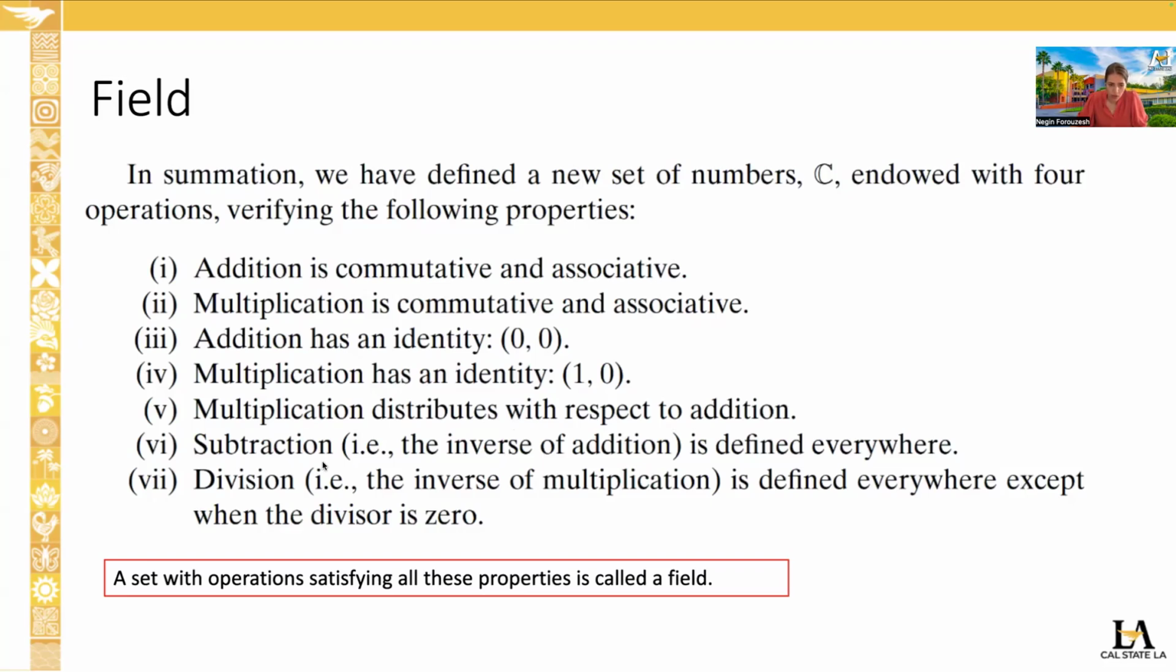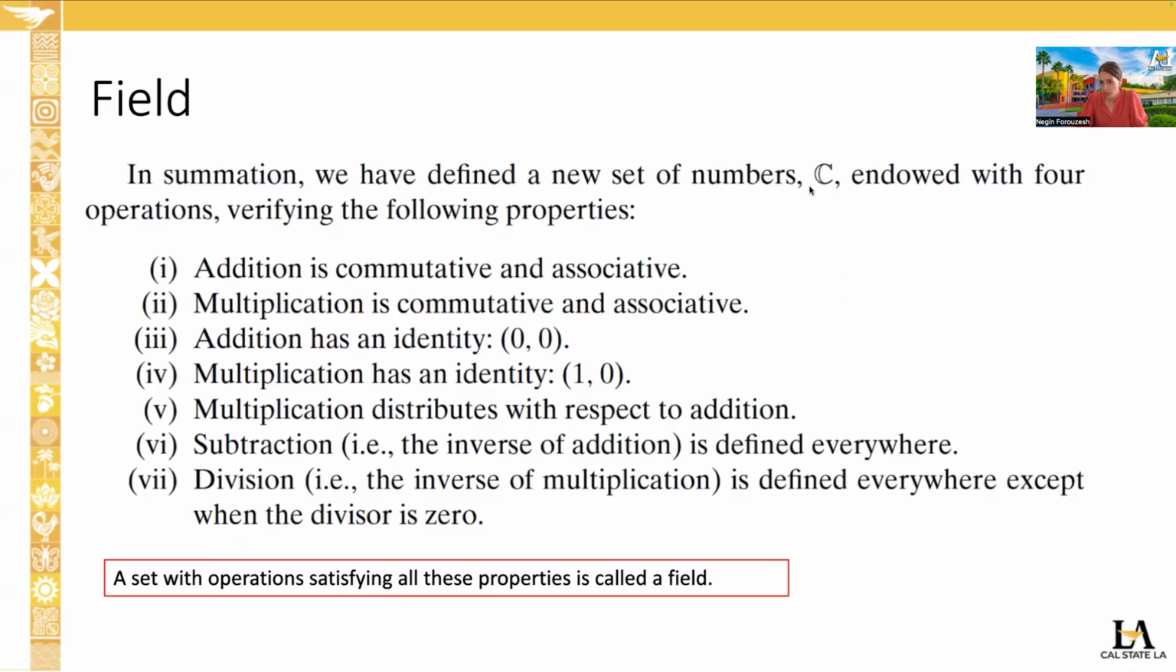We showed how subtraction and division are defined. The only exception for division is when the divisor is 0. Otherwise, you can always define them. And apparently, there is a relation between subtraction and addition, and between division and multiplication. So whenever we have a set with all of these 8 properties and operations, or a set with operations satisfying these properties, we call it a field.